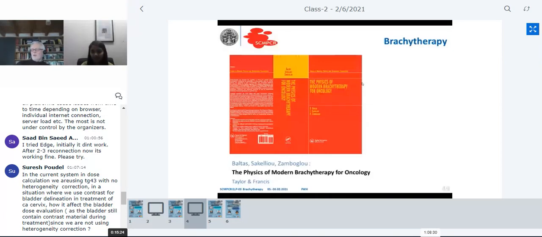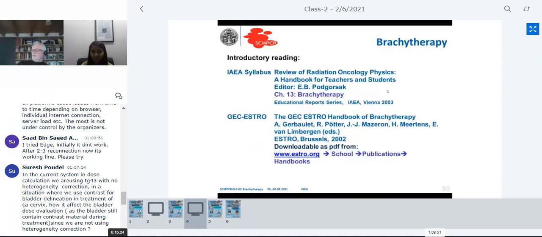The important textbook for physicists in brachytherapy is this book by Dimos Baltas, Sakelliou, and Zamboglou, The Physics of Modern Brachytherapy for Oncology. This is something any physicist working in brachytherapy should have on their desk. Introductory reading, pretty good, is the IAEA syllabus, or a book by Jack Venselaar that you can download from the internet for free. So these two books you could look up. You can also get the IAEA syllabus on the internet.